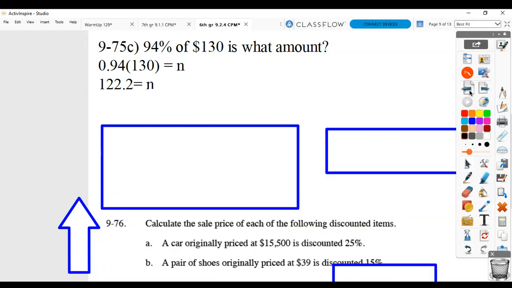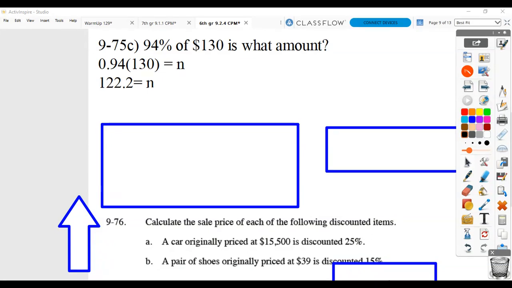Again, you could set it up with that is over of equals percent over 100. The is would be the unknown. The of would be the 130. The percent would be 94 over 100. For 976, they want you to calculate the sales price of each of the following discounted items.